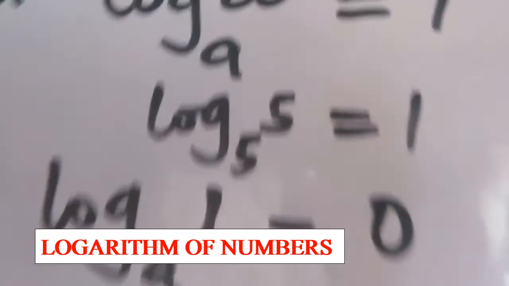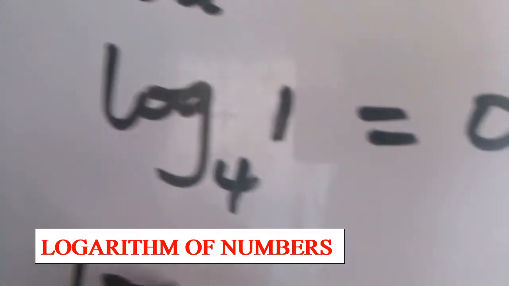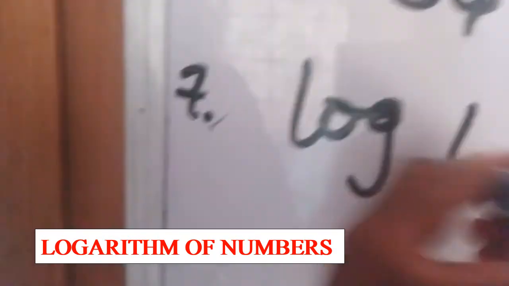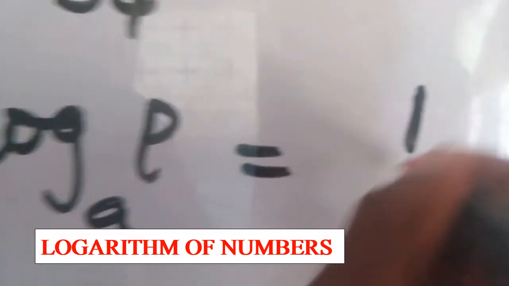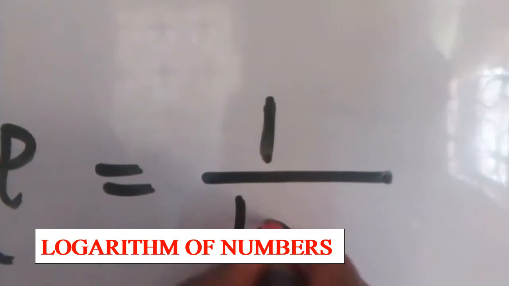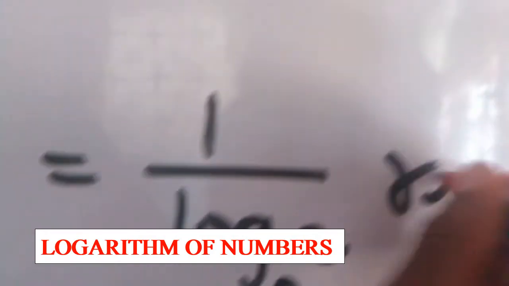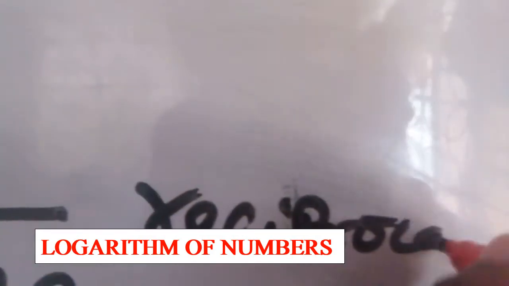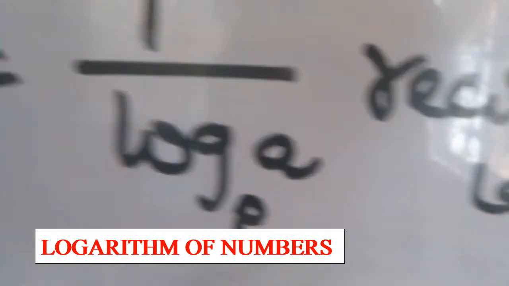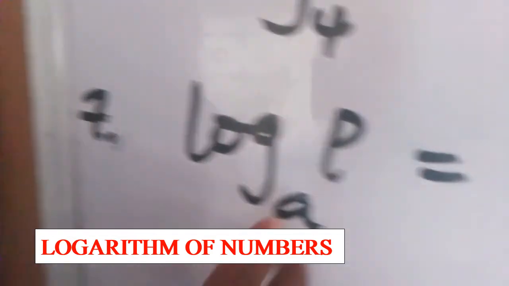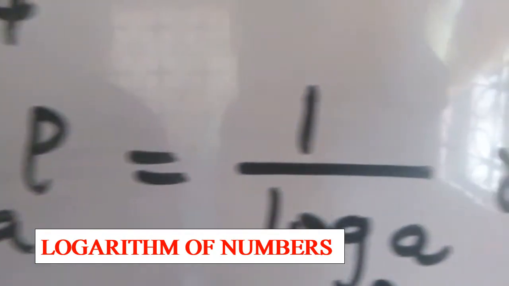The last law is the reciprocating law. If you have log base a of p, it is equal to 1 over log p base a. If you take the reciprocal, this is called the reciprocating law. The log number will become the base, while the base will become the log number.